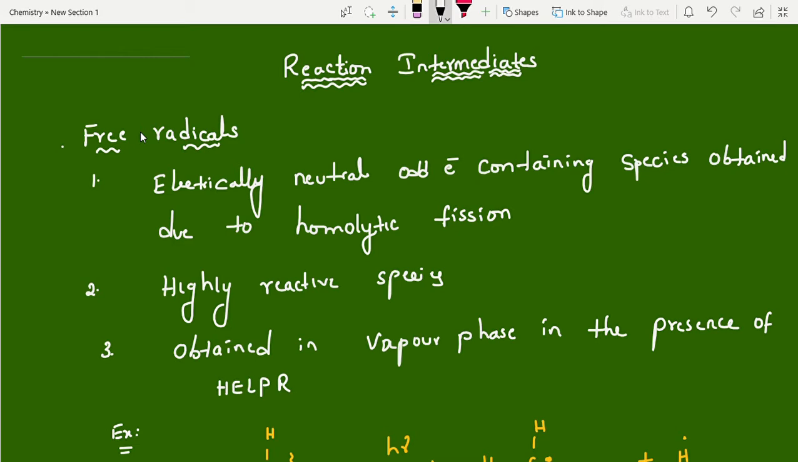Carbocation intermediate, stability order, triphenyl, diphenyl, phenyl, vinyl, allyl, different species we talk about. But if you don't know this, organic chemistry will definitely be very difficult. So please concentrate along with me, listen and make notes. Okay, reaction intermediates. Let's begin with the first reaction intermediate, free radicals.